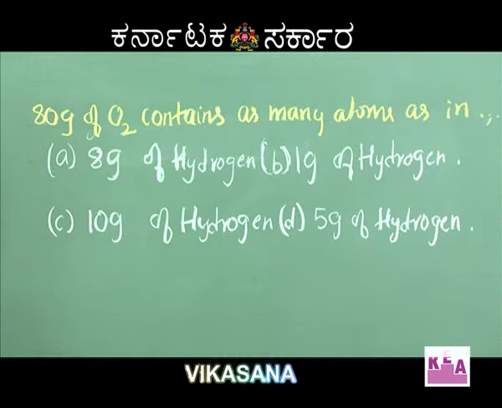Dear students, let us take this question. The question is 80 grams of oxygen contains as many atoms as in option A 8 grams of hydrogen, option B 1 gram of hydrogen, option C 10 grams of hydrogen, option D 5 grams of hydrogen.